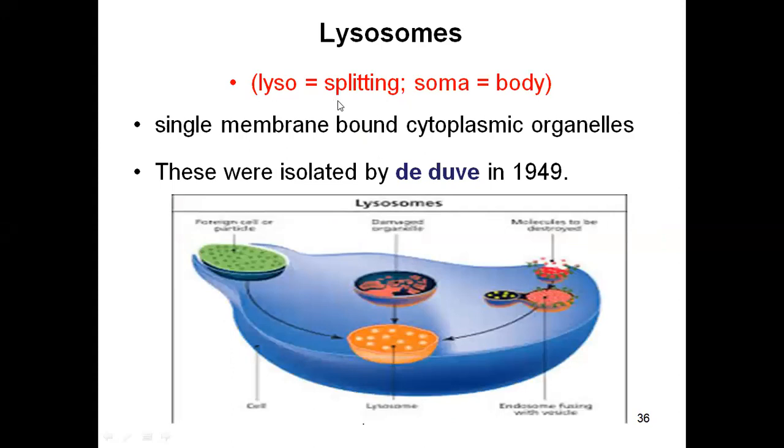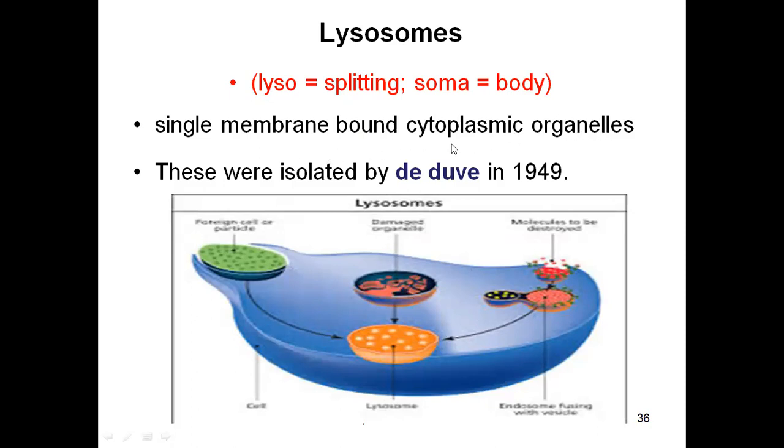Lyso means splitting, soma means body. These bodies are going to digest specific materials. These lysosomes also act as food vacuoles when they take in some food inside them, then they digest the food and remove the useful material from the food. It is a single membrane bound cytoplasmic organelle.